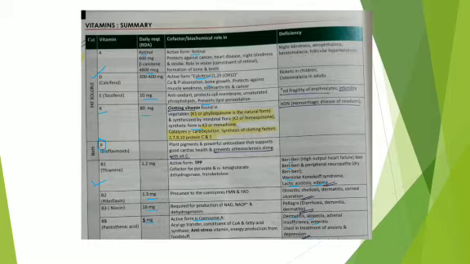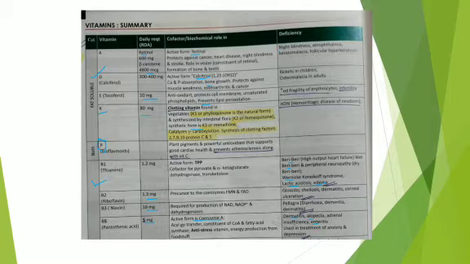Vitamin D requirement is 300 to 400 milligrams. Its active form is calcitriol. Calcium and phosphate absorption is helped by vitamin D. Bone growth, protects against muscle weakness, osteoarthritis, and cancer. Its deficiency leads to rickets in children and osteomalacia in adults.